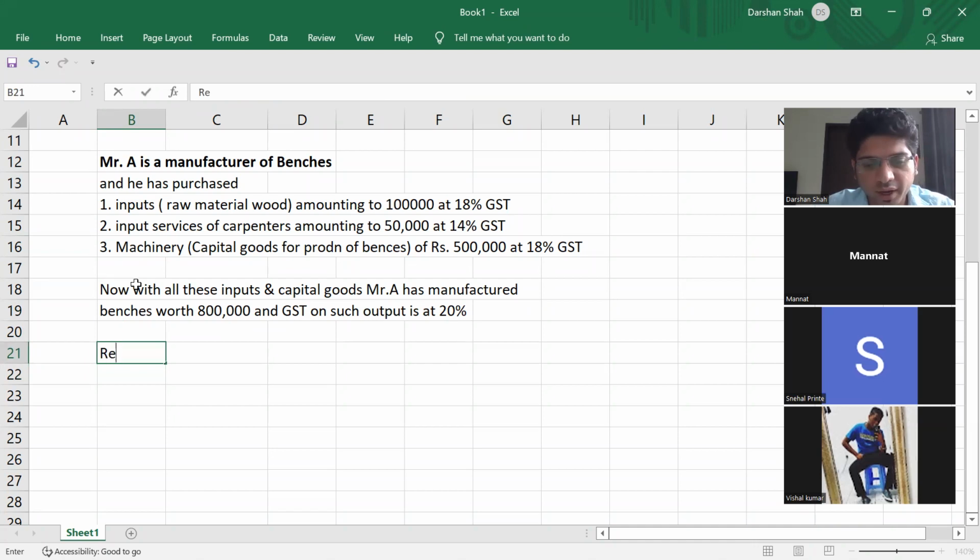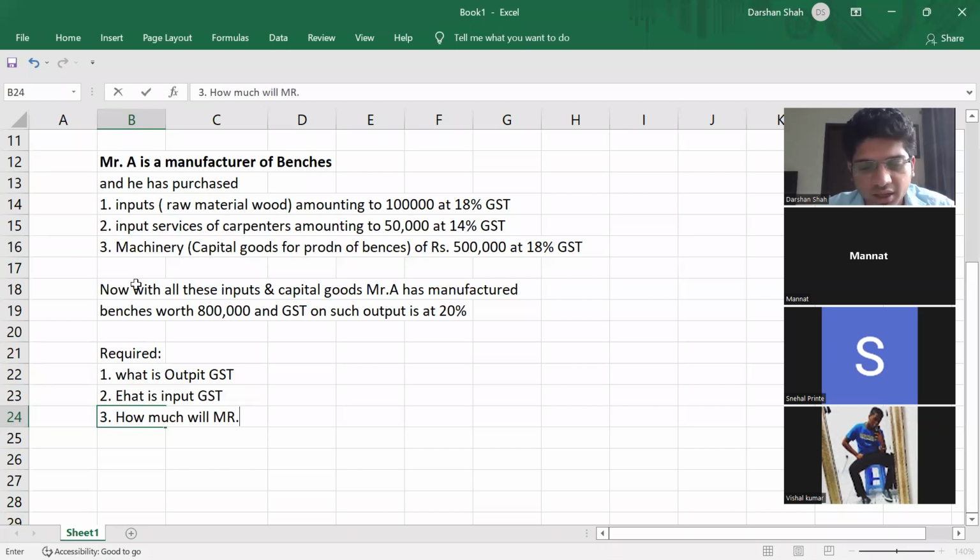Okay, so required, now you guys will tell me. Number one, what is the output GST? Number two, what is the input GST? And number three, how much will Mr. A pay to the government after claiming ITC, after claiming input tax credit? Okay, simple example. This is a simple example that I have written.